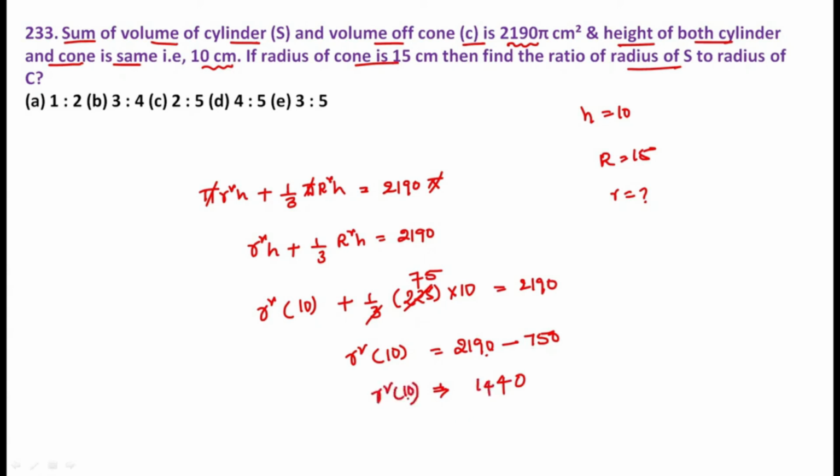Now r square into 10 is equal to 1440. Now r square is equal to 144. Now you can get the value of the radius. See, small r is equal to 12.